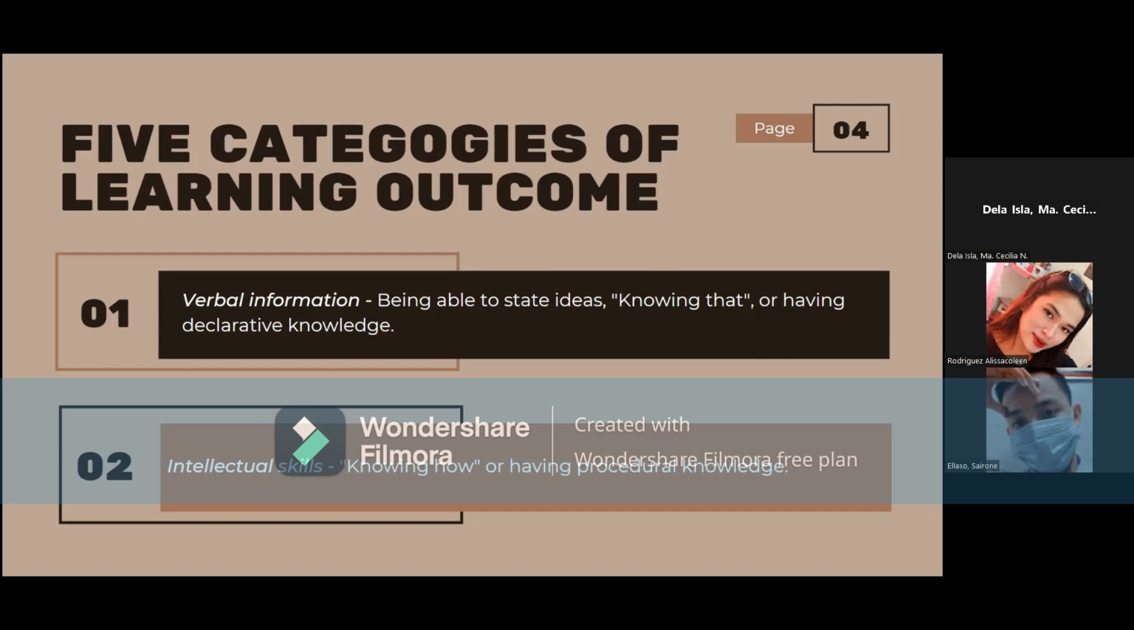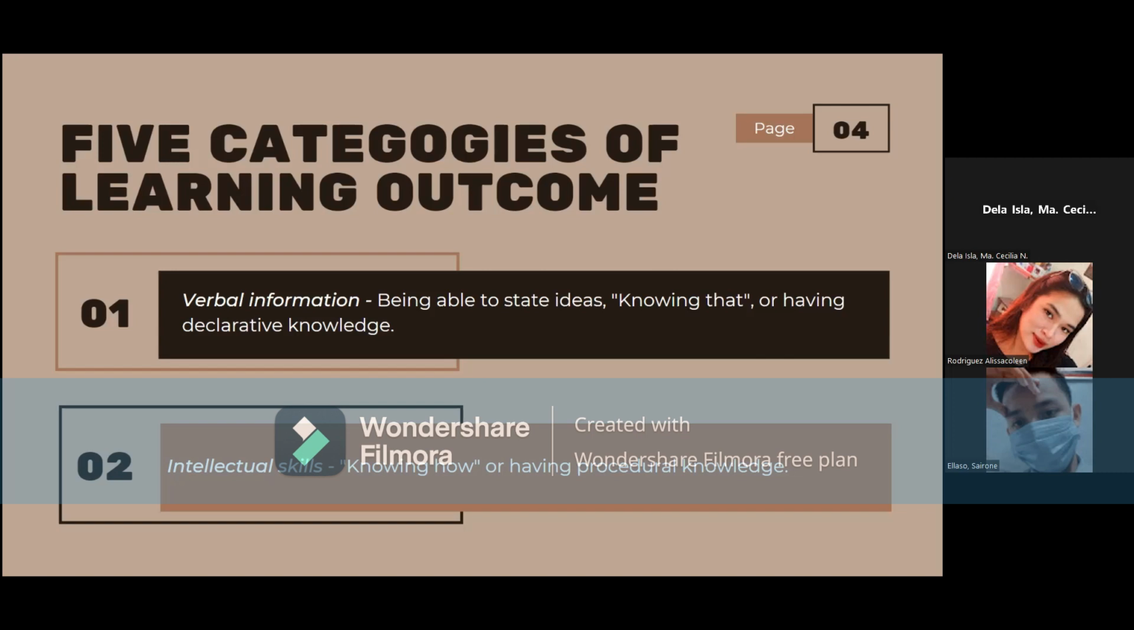So next is the intellectual skill. It is knowing how, or having procedural knowledge. Basically, it is how we apply knowledge, also the understanding and thinking skills, to solve problems, to make decisions, and to complete the tasks that are given to us.